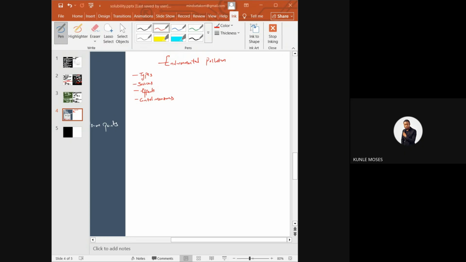So how can you control it? You can use clean energy, regular vehicle servicing, tree planting, and all. Water pollution, and so on. Let's move to redox reaction.